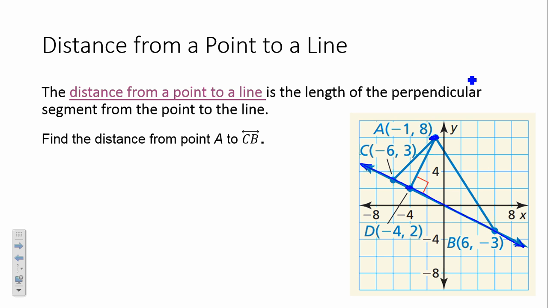D. Because why? It has the right angle. Okay, it's got our right angle here. This is the point I'm concerned with. So I'm looking for the distance between A, which was -1, 8, and D, which is -4, 2. The rest of it's extra. We don't need to worry about it.